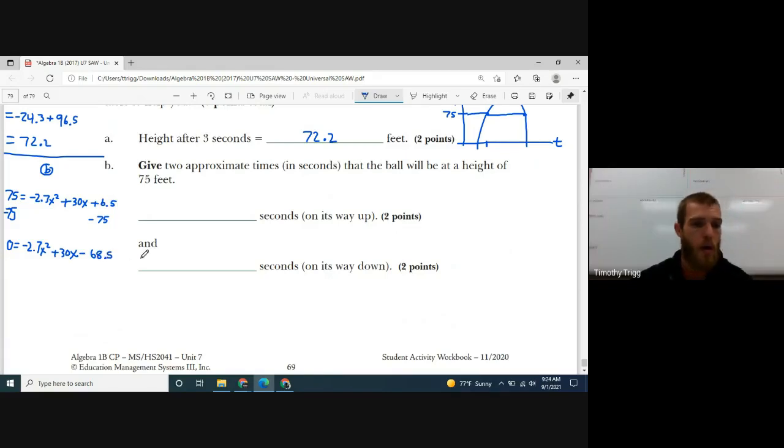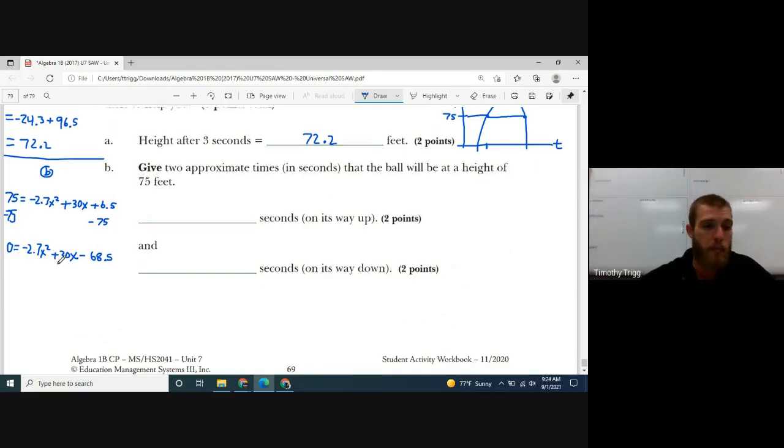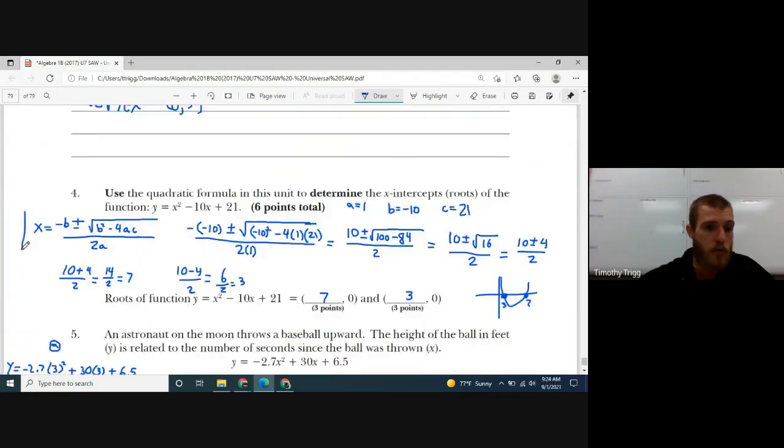Okay. All right, I hope that makes sense so far. Again, I'm just making a 0 over here on the left side. Now from here, we're going to use that quadratic formula. That's the formula we used right here. So we're going to use this formula again.